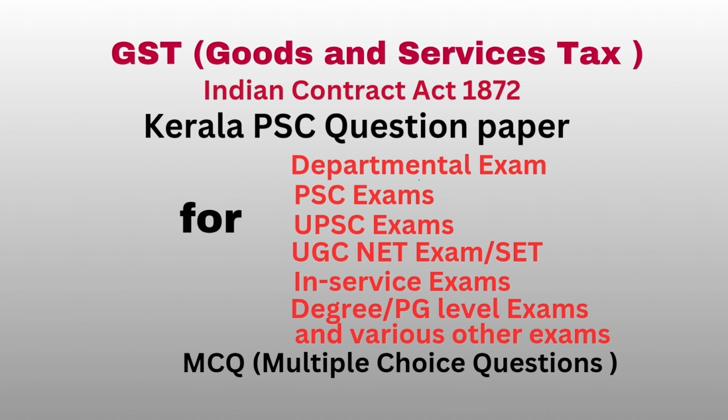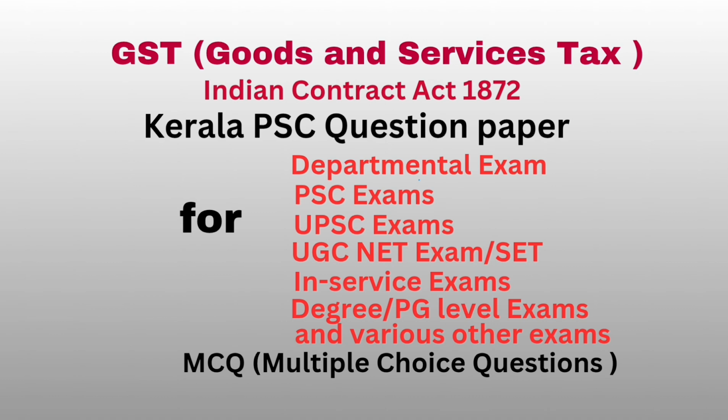Question number 43. Suppose A who has registration in Kerala supplies goods to B whose registration in Tamil Nadu to his shop in Kerala. What is the TDS rate? Answer nil. Question number 44. TDS deducted is to be paid to government within dash days after the end of the month of TDS collection. Answer 10 days.